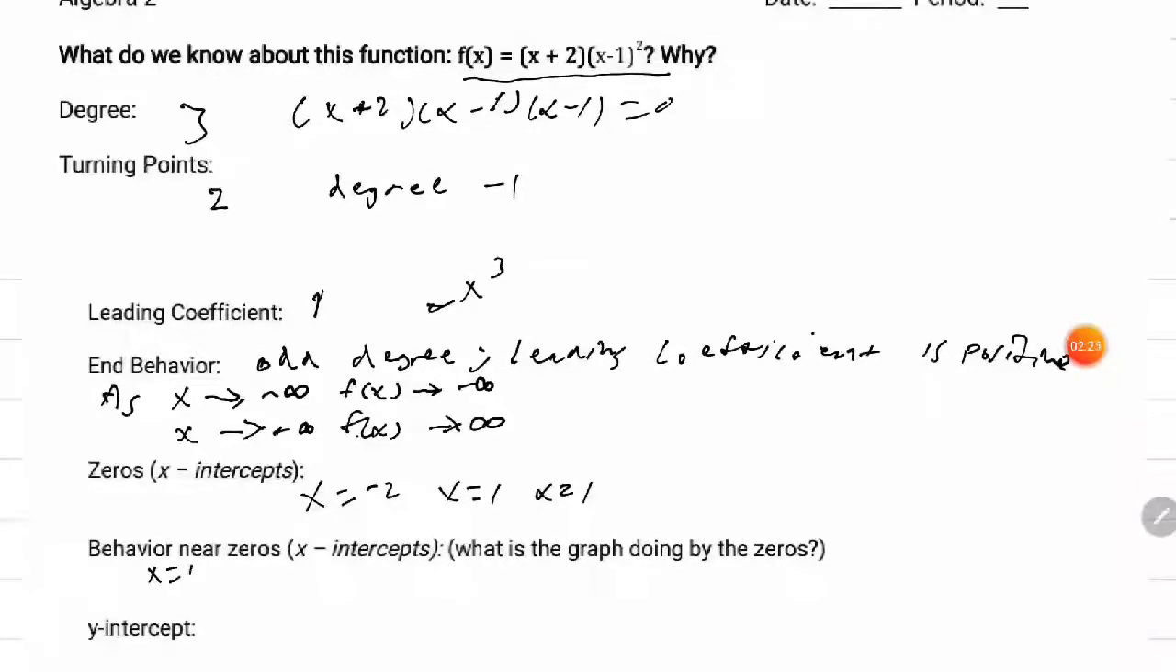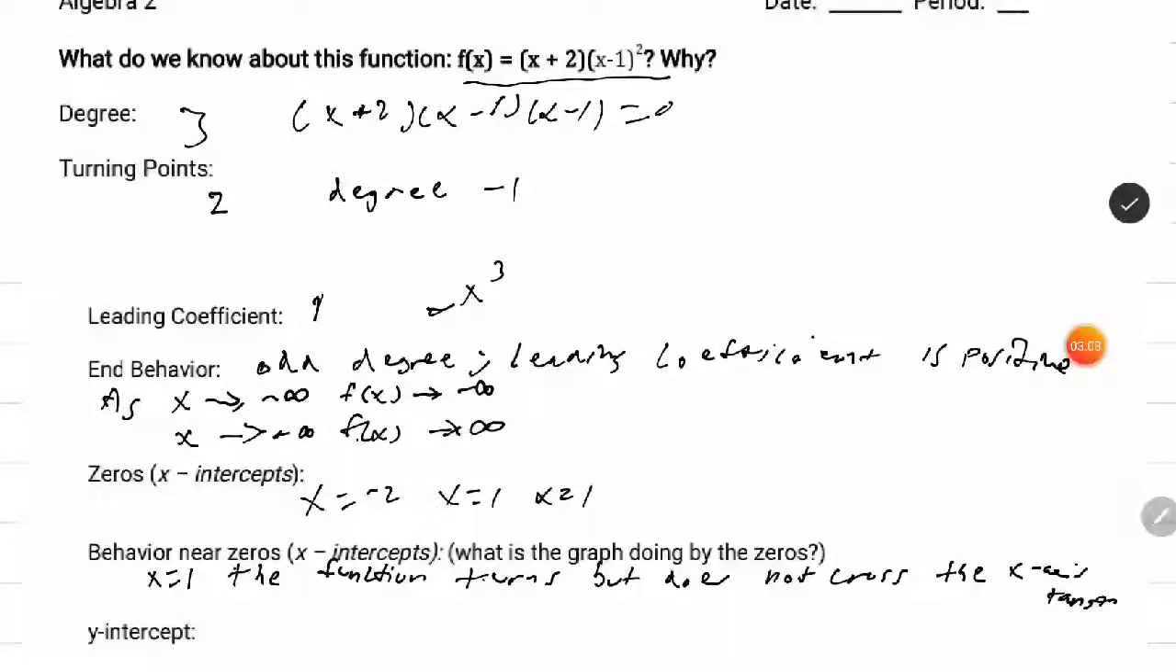So at x equals 1, so this is from last section, we have a multiplicity of 2. That means x equals 1 happened twice. So what that means is that the function at x equals 1 turns but does not cross the x-axis. So that's our tangent.